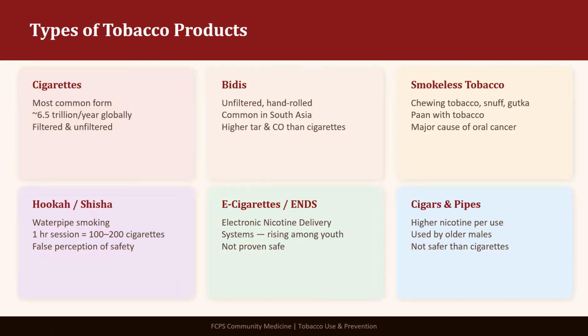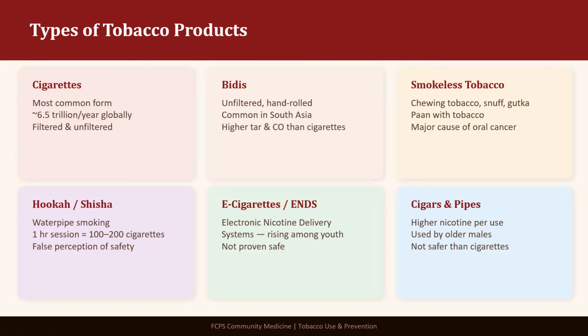Types of tobacco products include cigarettes, which are the most common form, 6.5 trillion per year globally, filtered and unfiltered. Beedis, which are the unfiltered form, hand rolled, common in South Asia, with higher tar and carbon monoxide than cigarettes. Smokeless tobacco: chewing tobacco, snuff, gutka, pan with tobacco. It is a major cause of oral cancer.